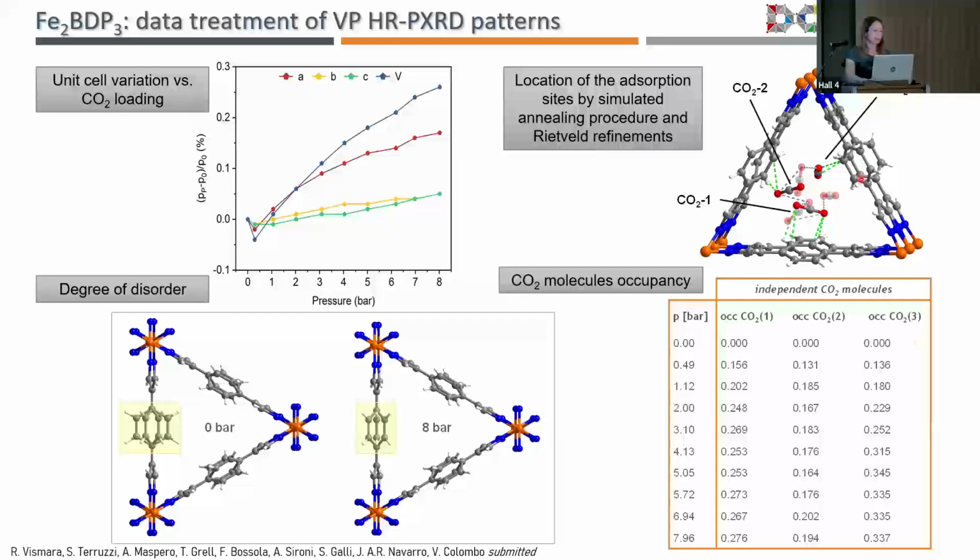This means that we were able to describe the unit cell variations and then locate the adsorption sites of the CO2 molecule, which are 3, and we have seen that side-on interactions are preferred over end-on ones, and also to describe that the disorder of the benzene rings diminishes by raising the pressure.